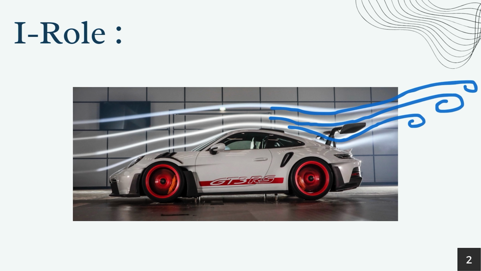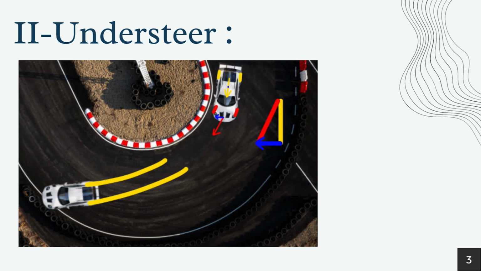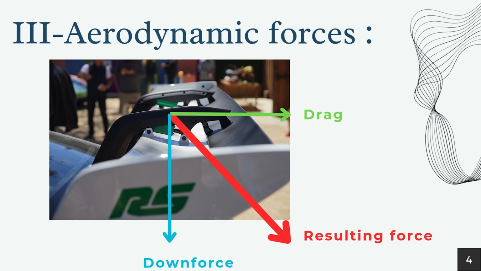Now let's understand understeer. The yellow vector is the force of the rear wheels on the car. The red vector is the force of the front wheels. The blue vector is the side component of the sum of these two vectors. If you don't have enough grip, then we cannot make the turn and the car will understeer.